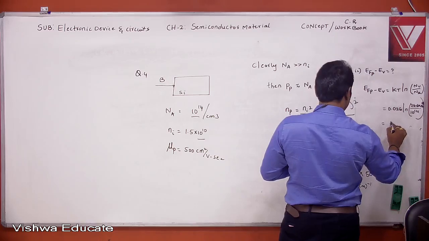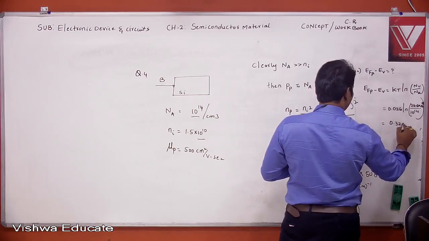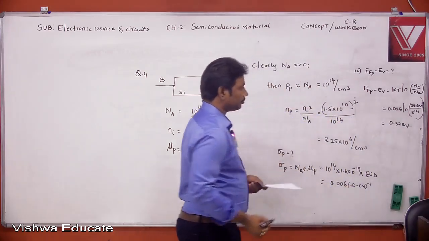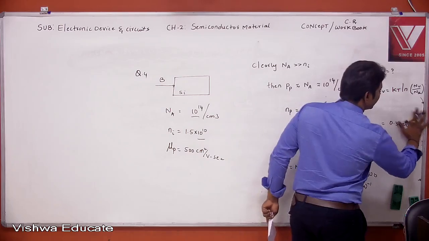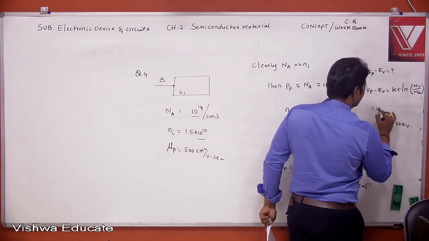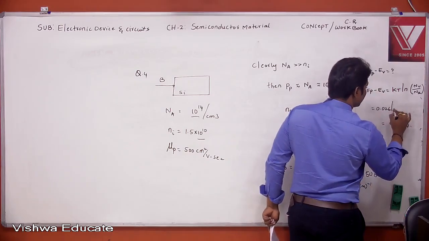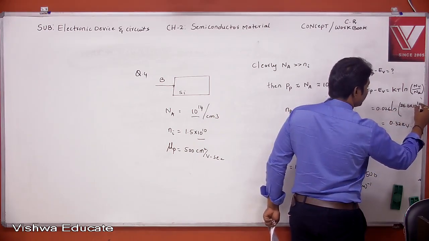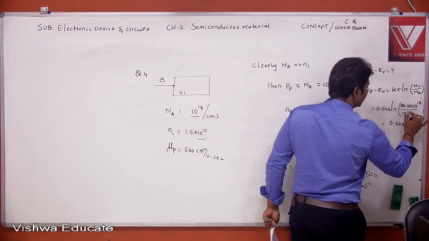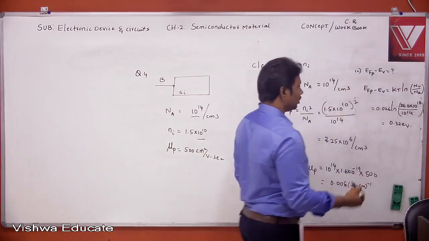So the answer is 0.324 electron volt. Again, here I am writing this one: 0.026 ln of 26.6 into 10 power 18 by 10 power 14. Now copy.